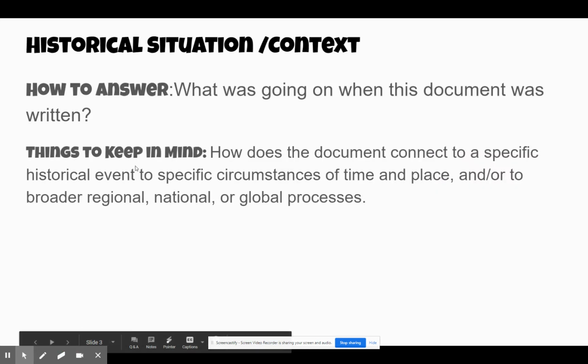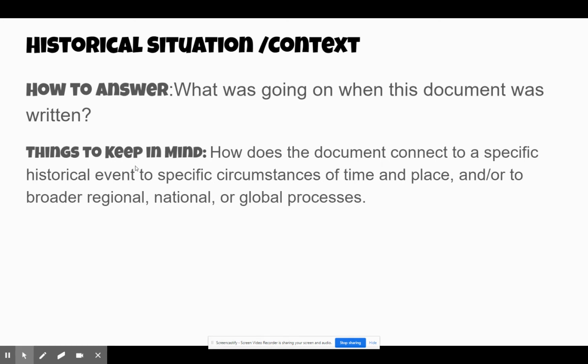The historical situation, also the context. What are you answering here? You're answering what's going on when this document was written. Some things to keep in mind: how does the document connect to a specific historical event, to specific circumstances of time and place, and so on. I'll show you a modern example in just a moment, but you want to put this in its context. You want to explain what's going on in a broader sense, and oftentimes this is at the national level or even global level.